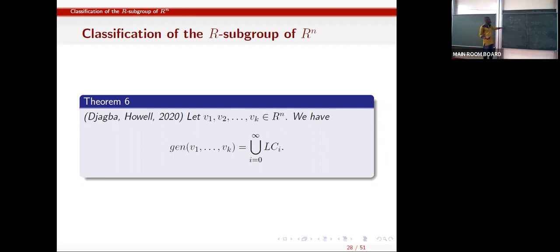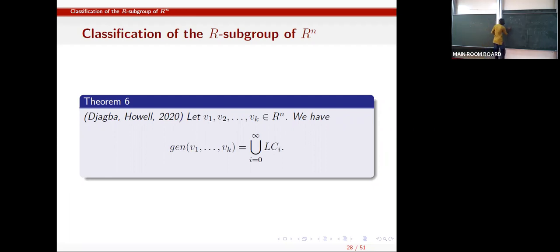The second case is when x belongs to L_C^k and y belongs to L_C^n such that k is less than n. When we take the difference, it belongs to L_C^(n+1). So it belongs to the union. So we prove that it is a subgroup. So we need to show this.